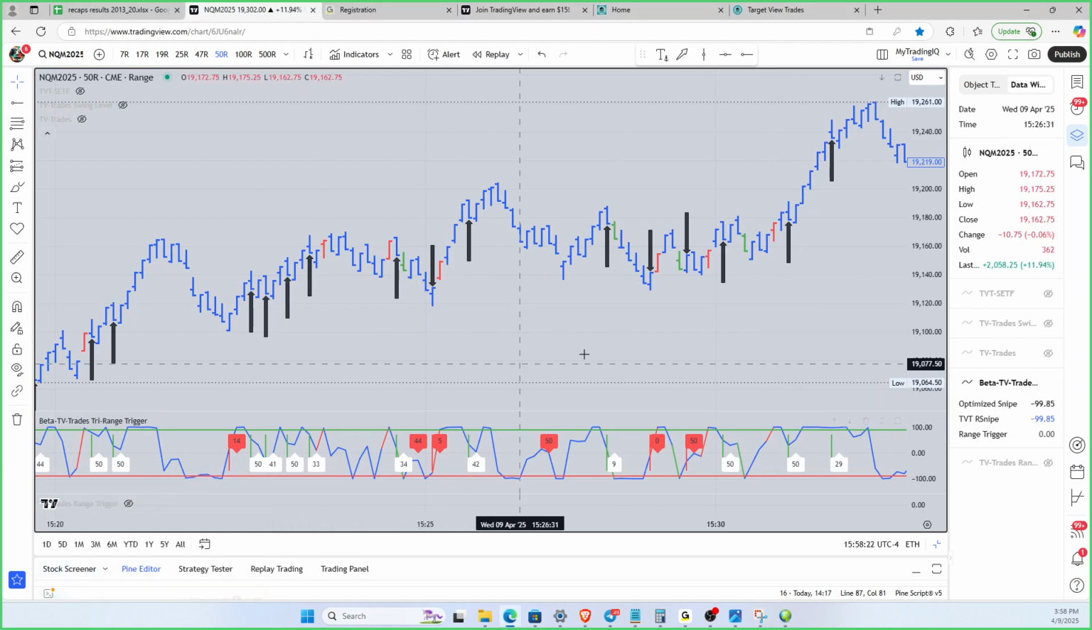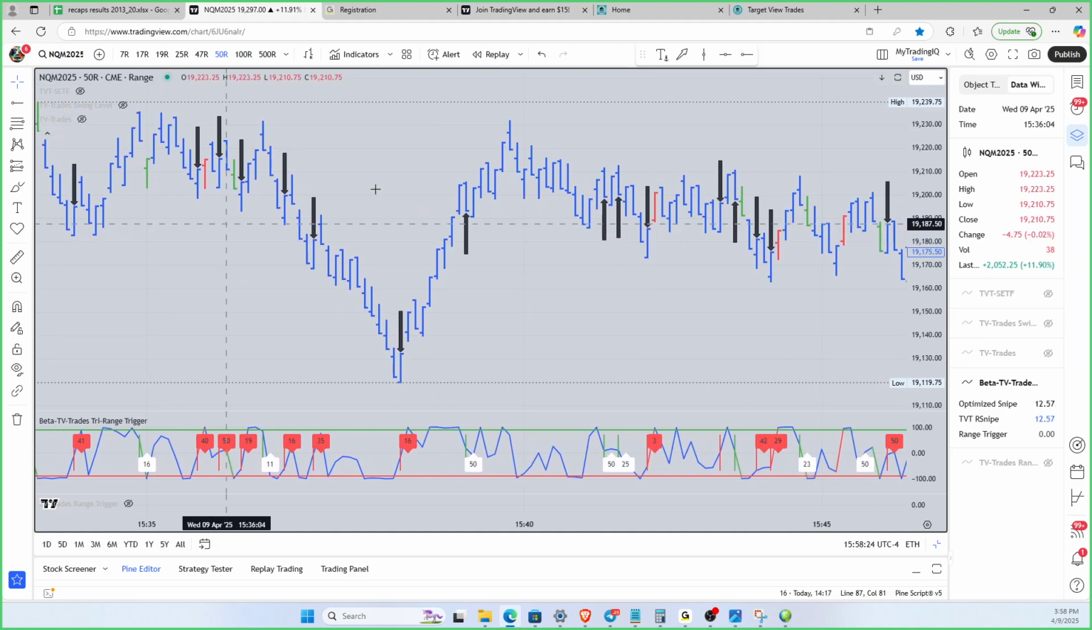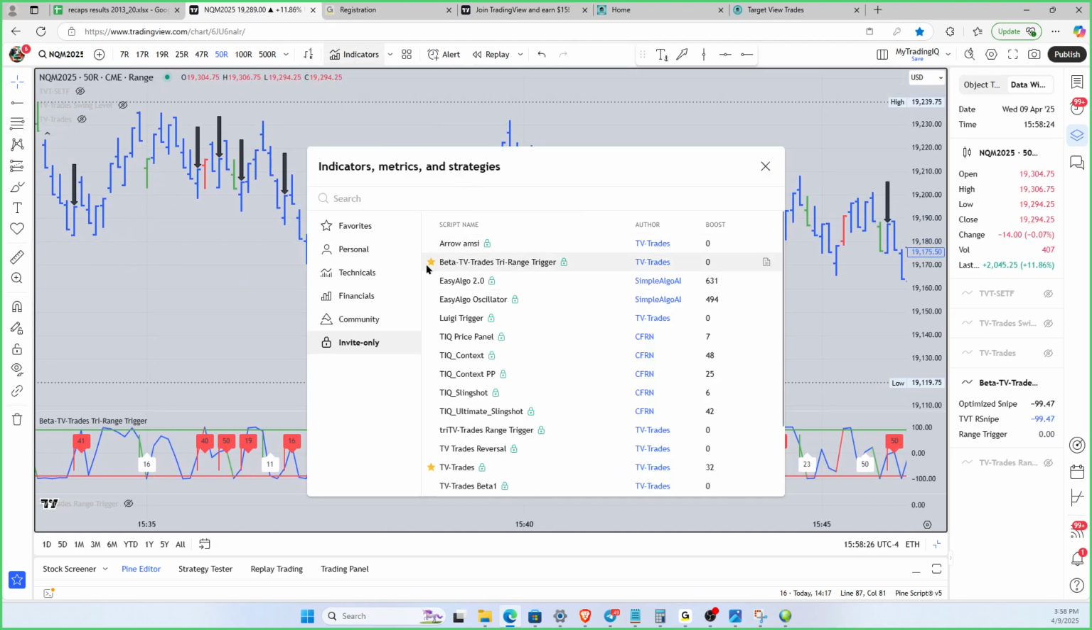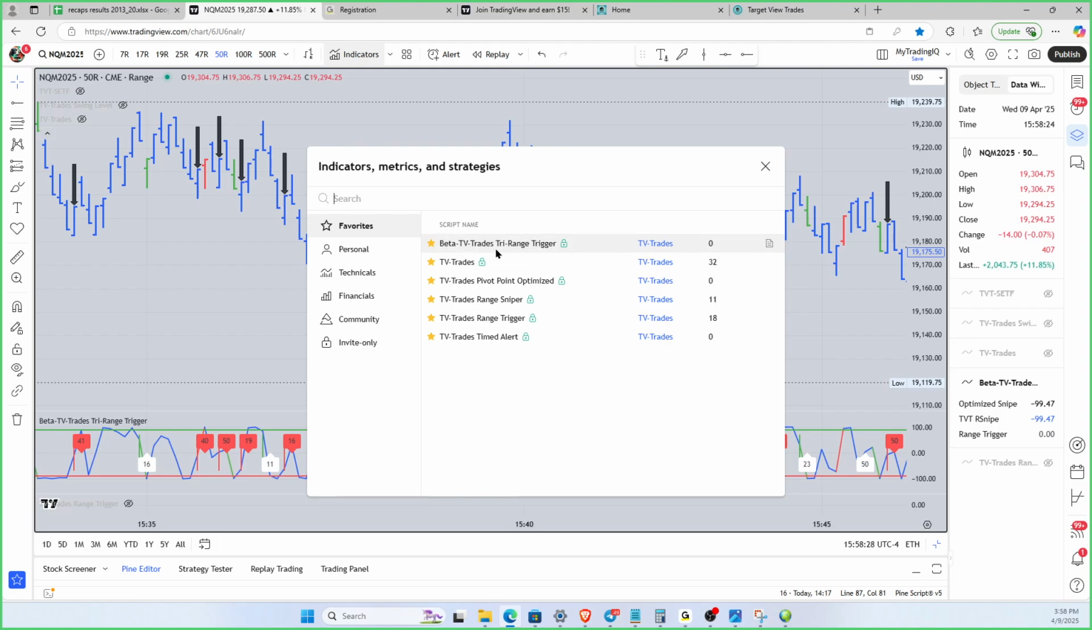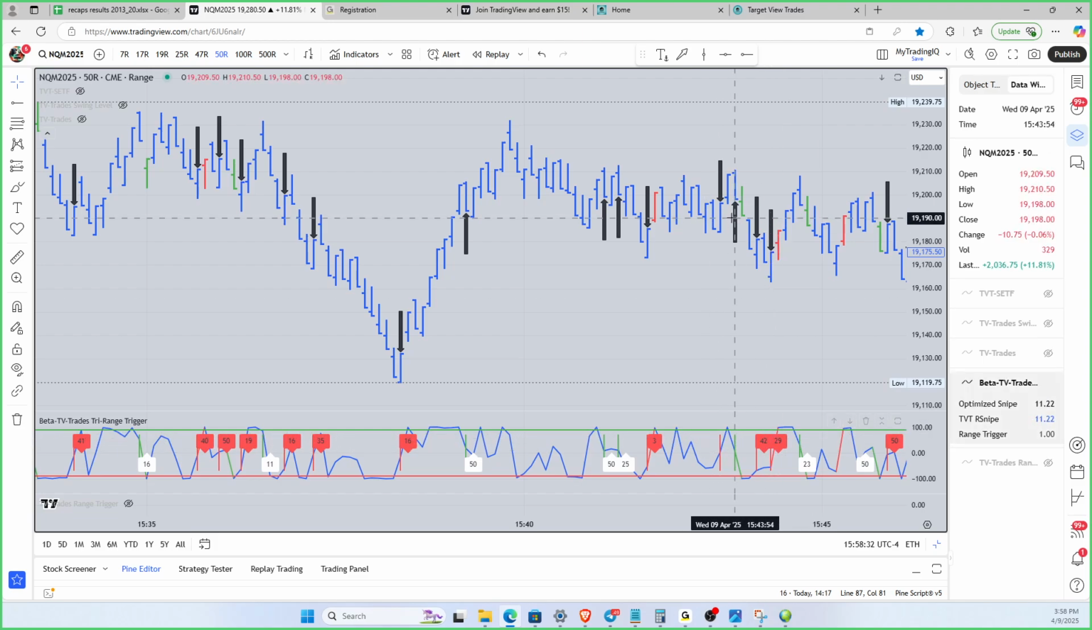Does anybody else out there not have the beta that wants the beta? It's the beta for the trigger, the tri-range trigger. That's going to be this stuff down here, and these black arrows right here. If any of you guys don't have that, let me know, and I'll set you up with it.